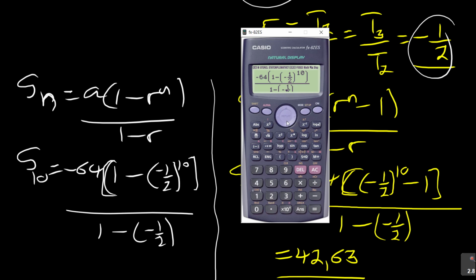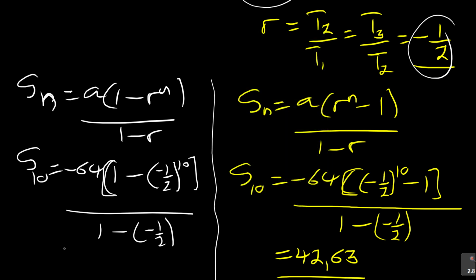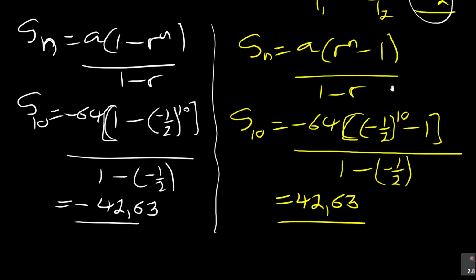So look at this one. The answer actually is this one. It's 1 minus r. It's negative 42,63. Because negative 42,63. Right.